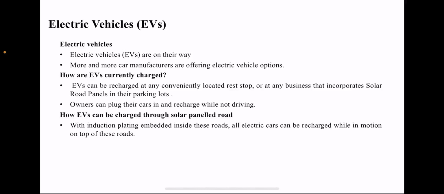EVs, or electric vehicles, are the future. Electric vehicles are on their way. More and more manufacturers are offering electric vehicle options. EVs are currently charged by a charging dock, which we provide at home or at gas stations.